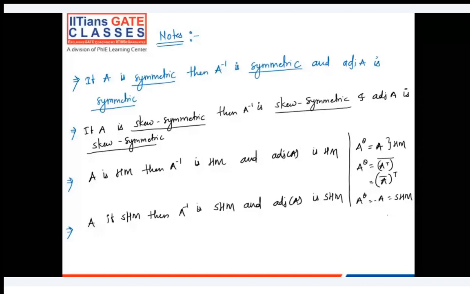If it is symmetric, all are symmetric. If it is skew symmetric, the other two are also skew symmetric. If it is Hermitian, the other two are also Hermitian. If it is skew Hermitian, the other two are also skew Hermitian. Okay, these are simple points which you should know. They will help you to quickly solve some theoretical questions. Can I proceed to the next slide?